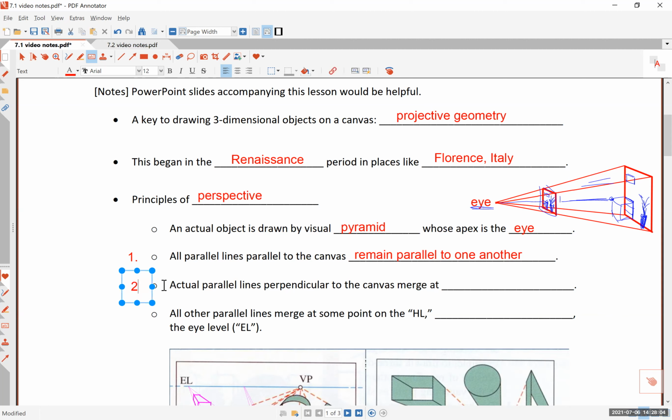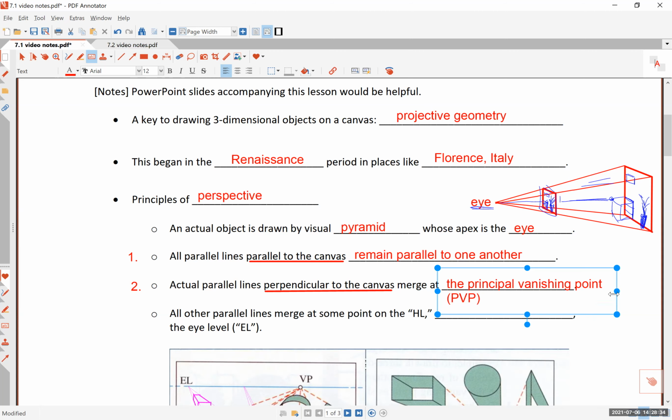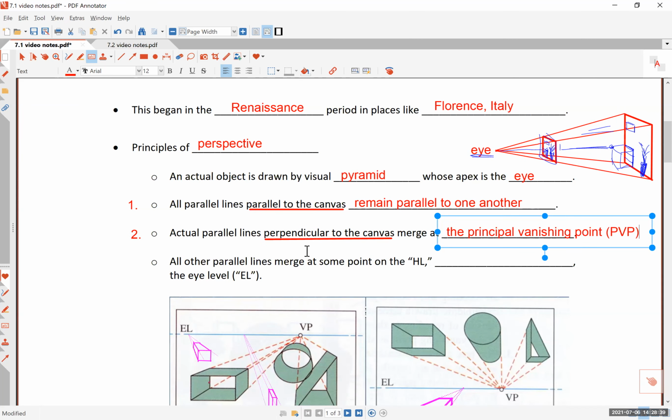This is number two. The second law of perspective is all parallel lines perpendicular, this is the key word here, perpendicular to the canvas. Okay, the first ones are parallel to the canvas, but all parallel lines perpendicular to the canvas will not remain parallel, but they merge or converge at the principal vanishing point, PVP. If you are an art student, you may be very familiar with this, the idea of perspective, right?